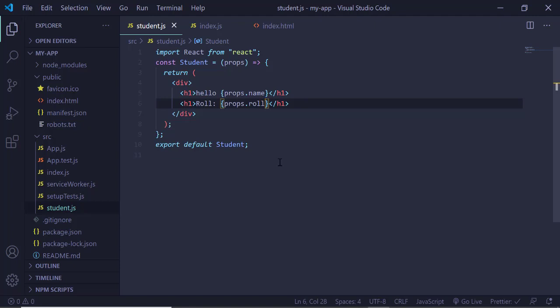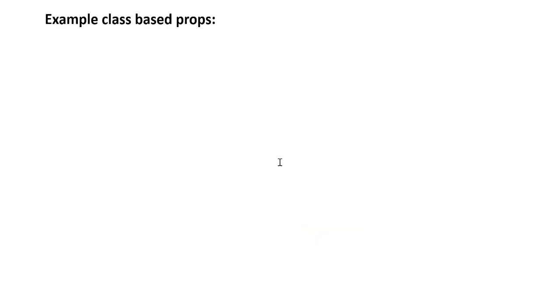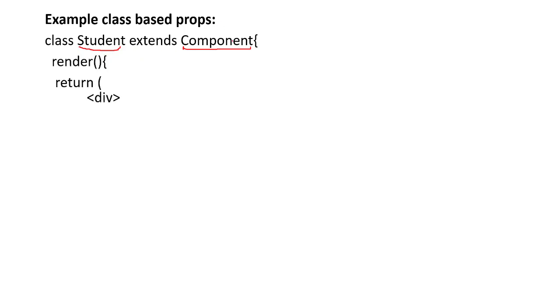class based component, or class based props. Example of class based props. First we create here a class Student. This is a component name. This is a child component name of this component. This component is a parent component. Then this Student is the child component of this component. Then we'll use a render method, then return this. We'll use this to access the props in the class based component.